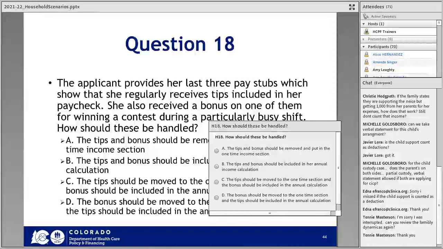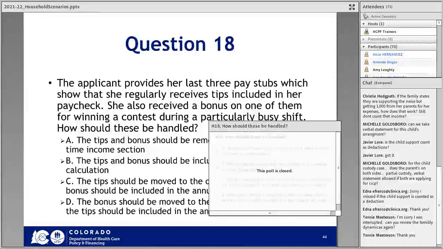Okay, a few more seconds for this one. All right.